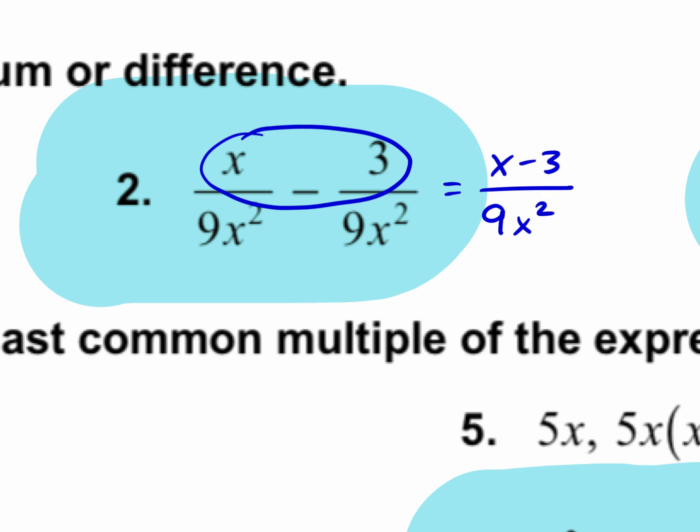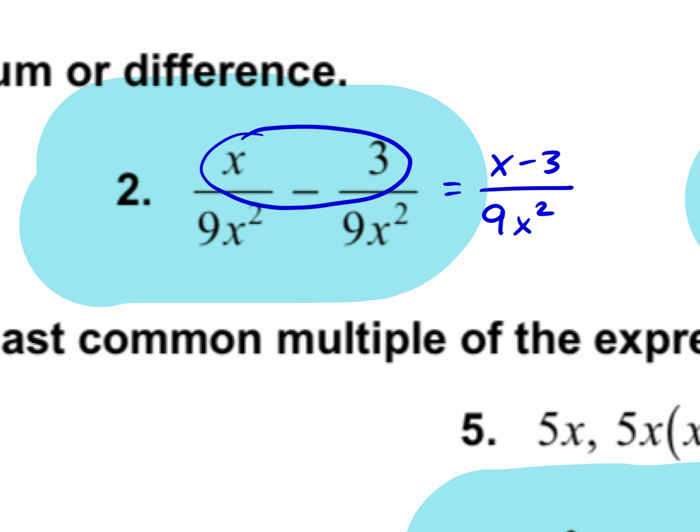Always check to make sure if you could simplify your fraction. If you can simplify it, make sure you simplify. Here we can't simplify anything. We've got x minus 3 on top. We don't have an x minus 3 on the bottom that we can cancel out with. So it's as simplified as it can be.